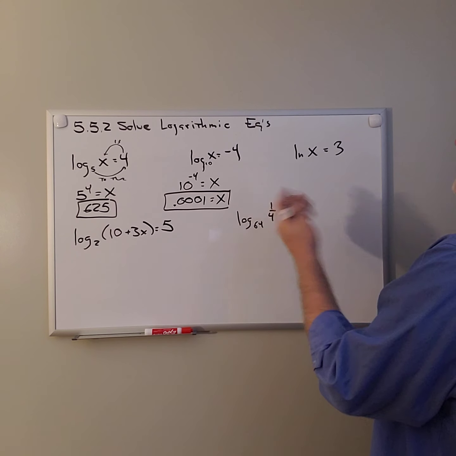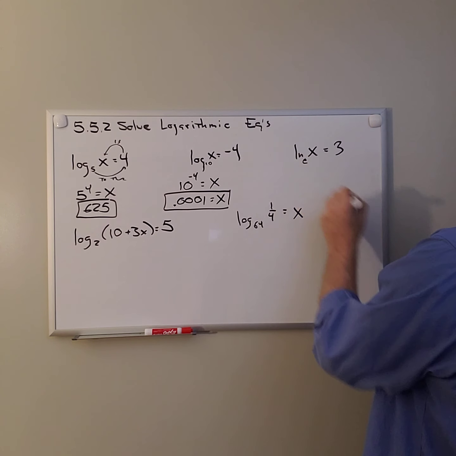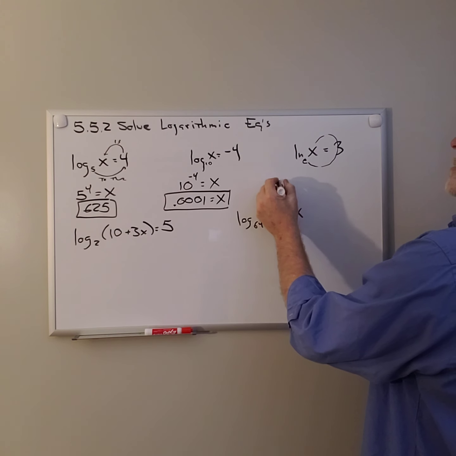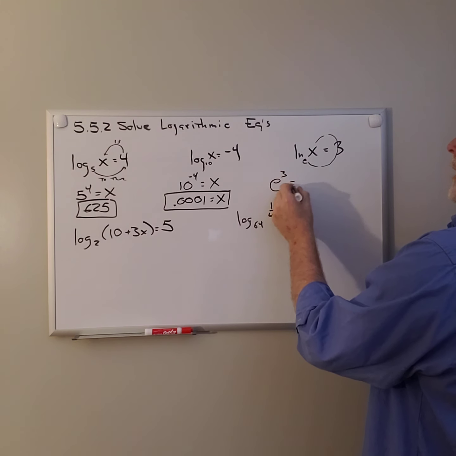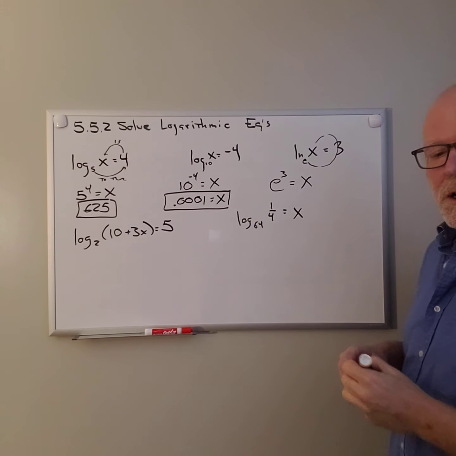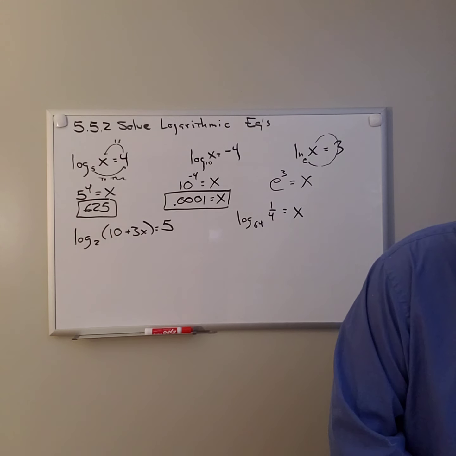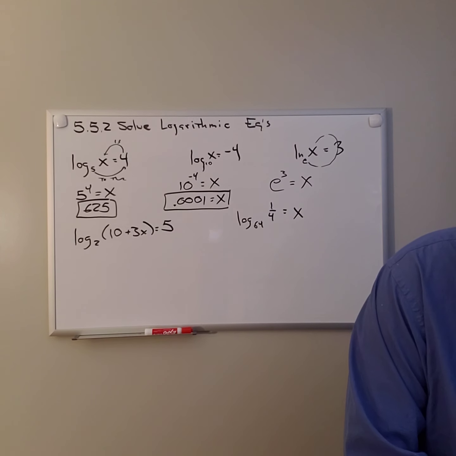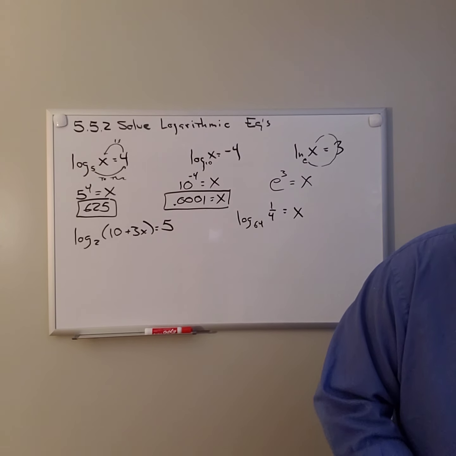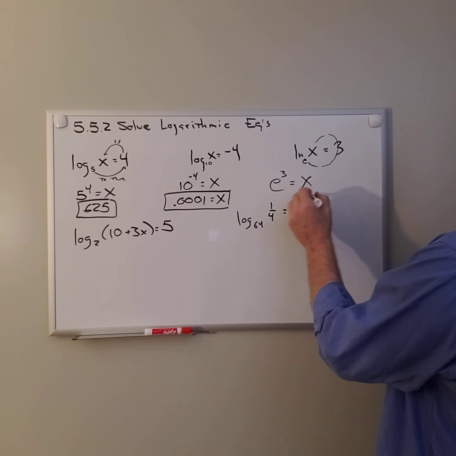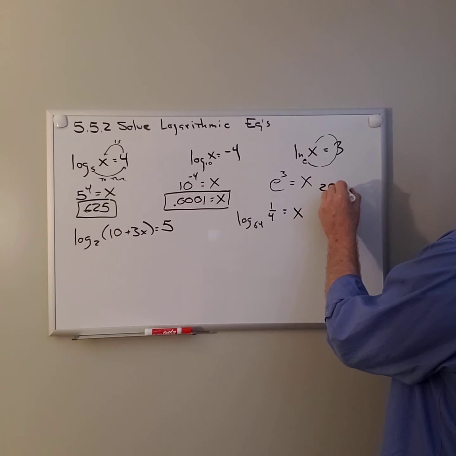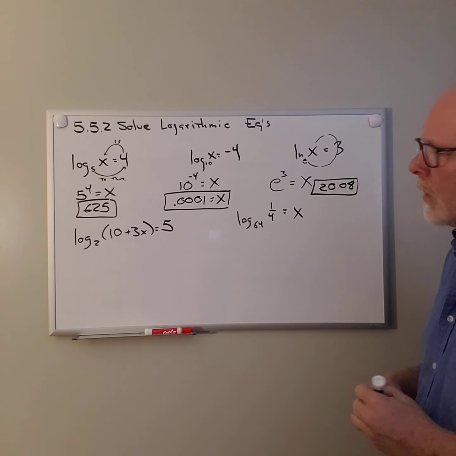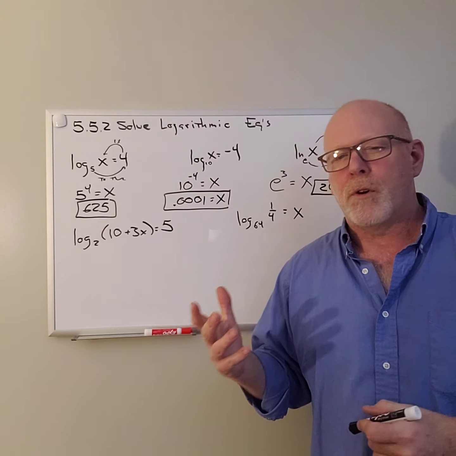Here, natural log means log base e. So we start with e to the 3rd power equals x. Again, already solved. All you need to do is pop e to the 3rd power in the calculator, and you should get 20.08, give or take. Okay, those are real simple, straightforward ones.